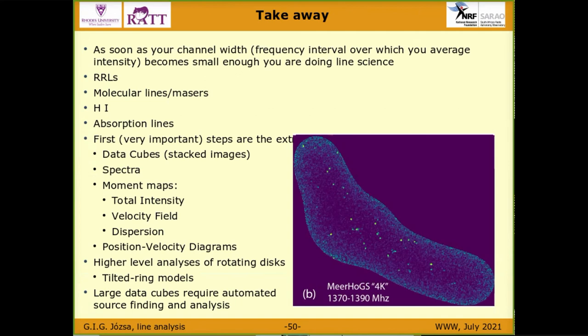The first analysis steps are the extraction of data cubes or stacked images. Then you can do spectra. From there, you can do the moment maps, so the total intensity map or the velocity field. I haven't discussed the dispersion. Position velocity diagrams are stacked spectra or along a line. Then the most common higher level analysis of rotating disks is a tilt ring model, with which you can examine the dark matter structure or the gravitational structure of galaxies, but also gas physics if you expand the tilt ring model.